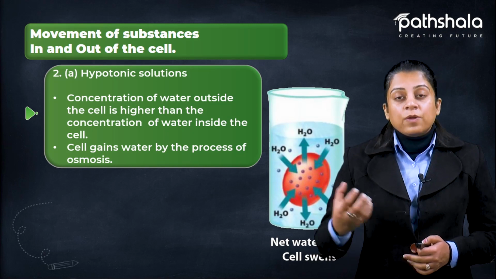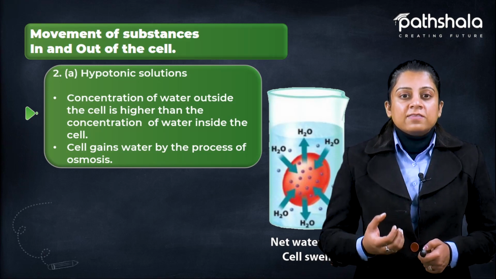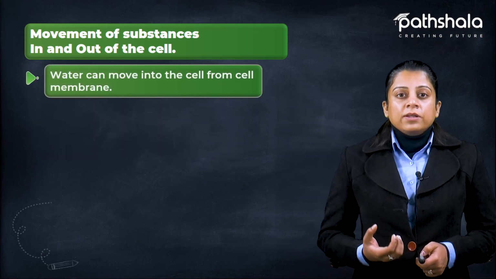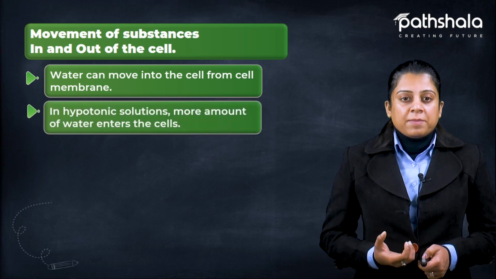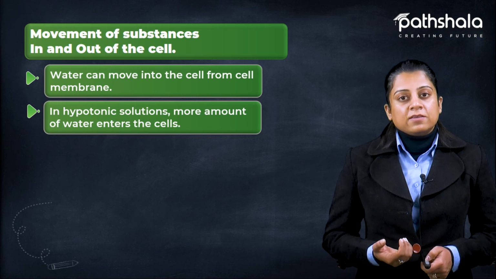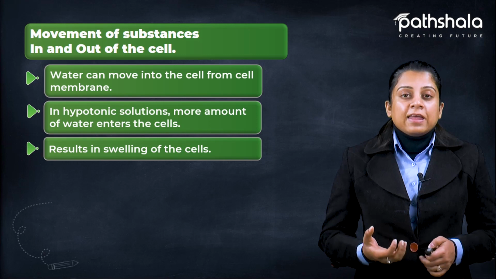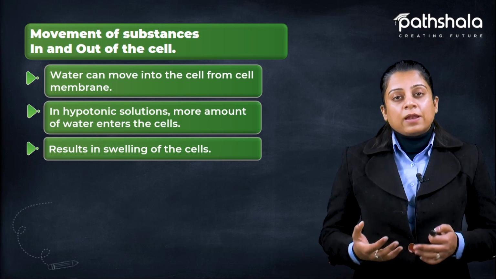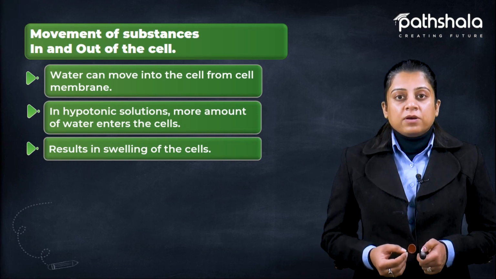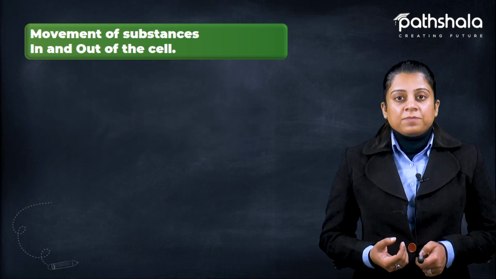Now as a result, when water is entering the cell, the cell gains water by the process of osmosis. Water can move into the cell through the cell membrane, and in hypotonic solutions a larger amount of water enters the cell. When more water enters the cell, eventually the cell will swell up, and at times in this condition the cells can even burst. The bursting of RBC is termed hemolysis.